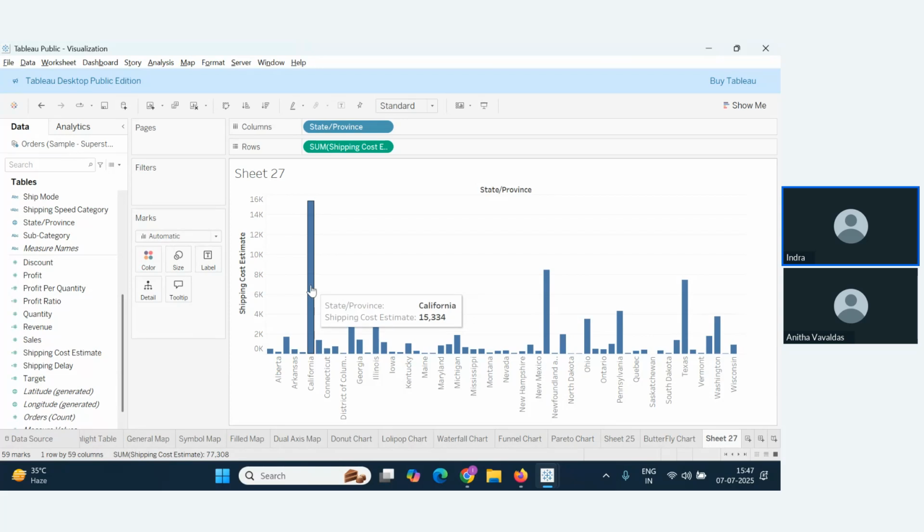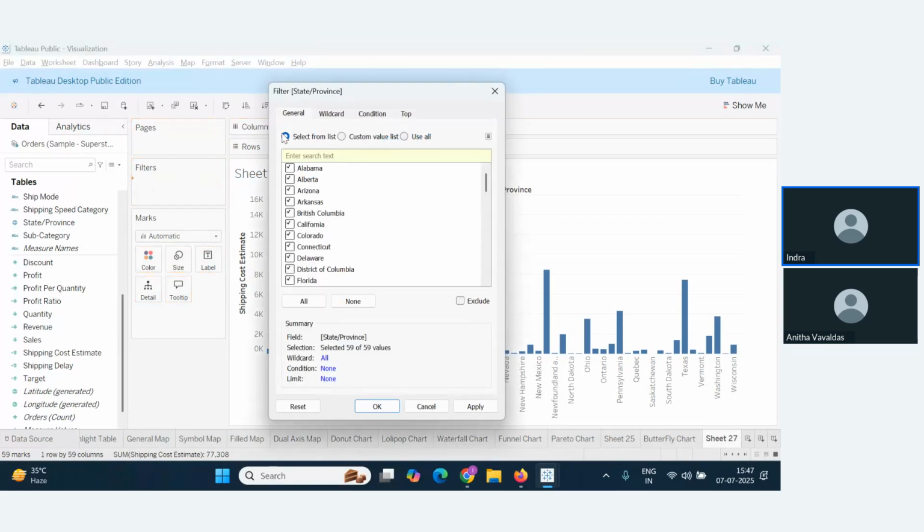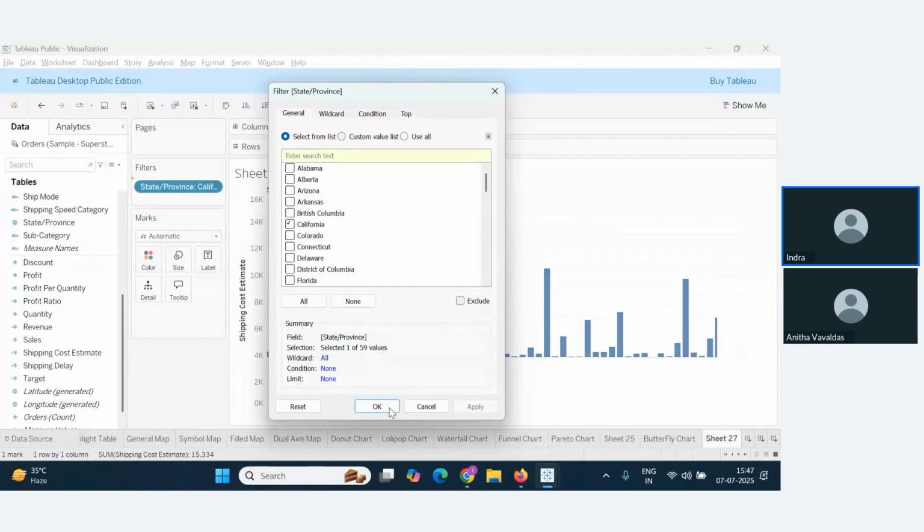For example, in this particular state, certain products were sold, correct? And for those quantities, this is the calculation. Okay, 15,334. This is the shipping cost estimate for the number of orders. Let me take state here, run and select California. Apply.